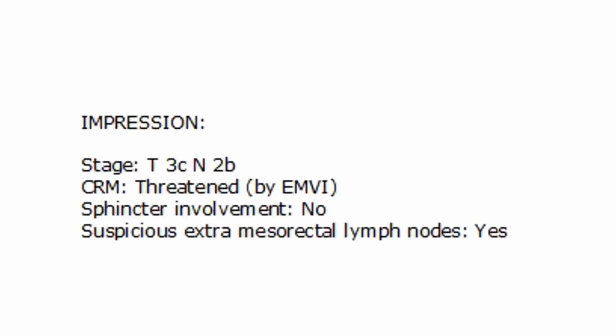The patient had, by MRI findings, T3C N2B disease. He had two suspicious extra mesorectal lymph nodes. One was, I think, an external iliac, and the other was an obturator. Those were both being covered by my radiation fields.